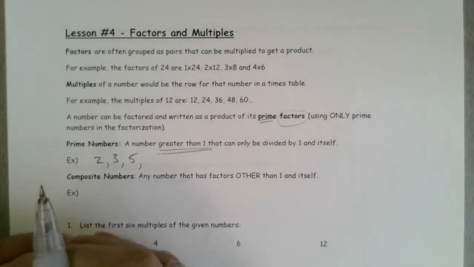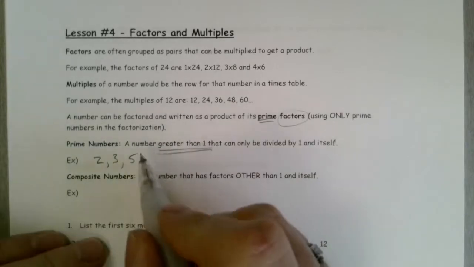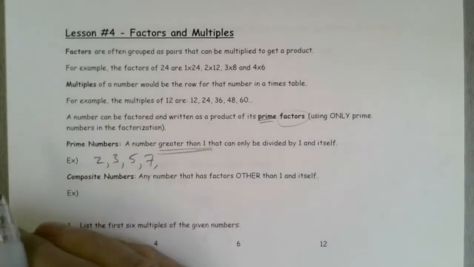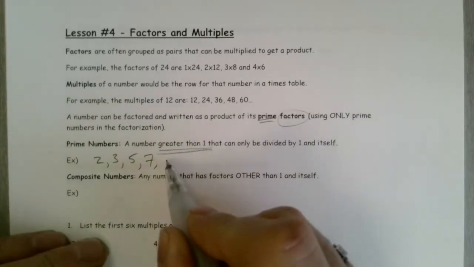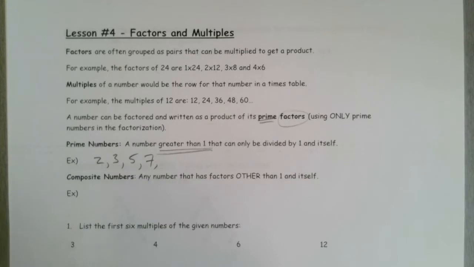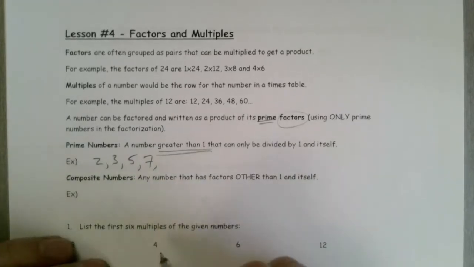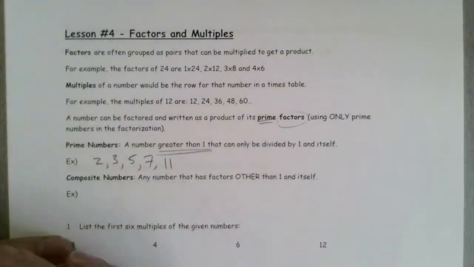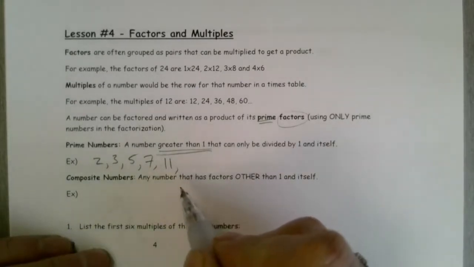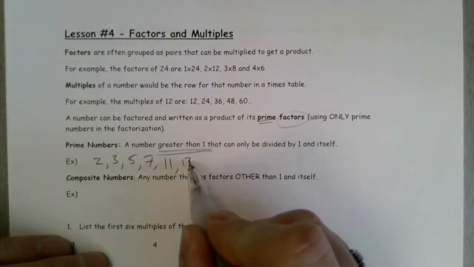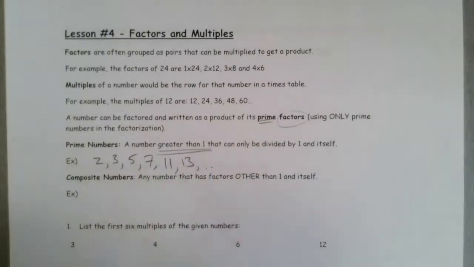6 would not work, because 2 times 3 gets you 6. But 7 works. 8 doesn't. 2 times 4 gets you 8. 9 doesn't work either, because 9 is 3 times 3. Neither does 10. But 11 would be a prime number, because there are no two numbers that multiply together to get 11 other than 1 and 11. 12 has a lot of factors, but 13 is prime, and so on.